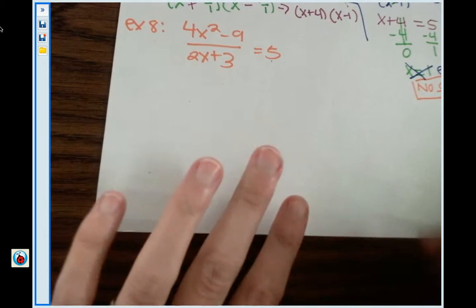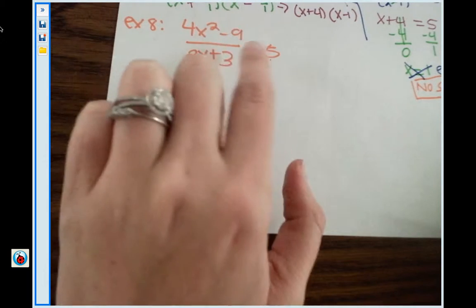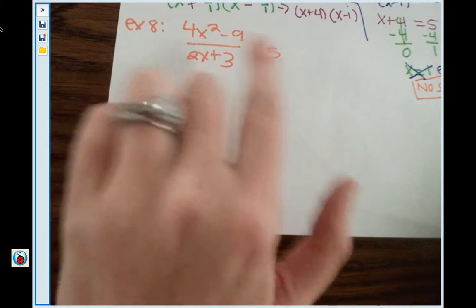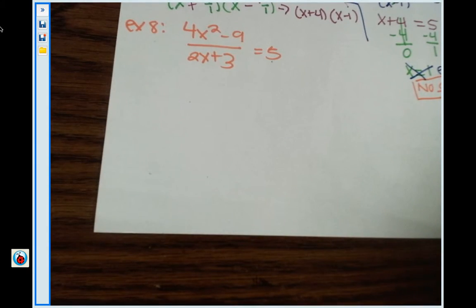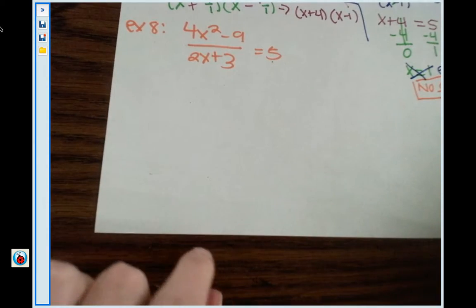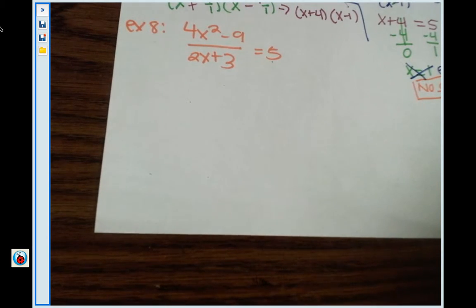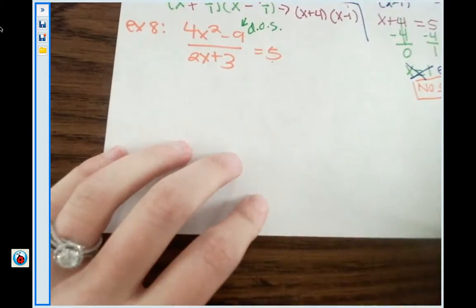Okay, so I have two terms and I'm subtracting. So let's think about what factoring technique I could use. The only factoring techniques with two terms and subtracting are difference of squares and cubes. But I cannot cube root these terms. I can't cube root 4, I can't cube root 9, and I can't cube root x squared. So my only option is a difference of squares, which I can square root: 4x squared and 9. Holy hot dog. So I'm going to be using a difference of squares on my numerator. So difference of squares, I'm going to abbreviate it.